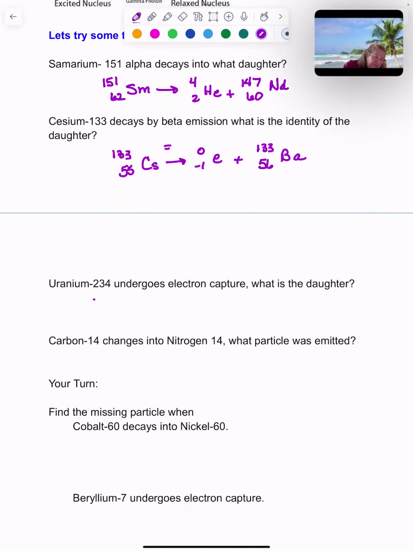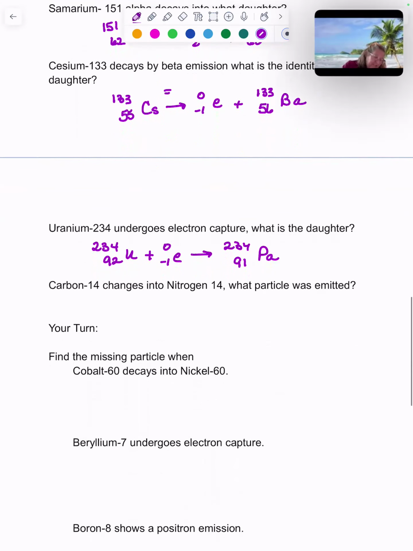Uranium 234. We're going to put uranium, element number 92, which undergoes electron capture. So now the capture is taking in an electron. There's 0 over negative 1 E. Our daughter is going to have the same mass, 234. But now look at our atomic number. 92 plus a negative 1 is going to be 91. And element 91 is protactinium, Pa.